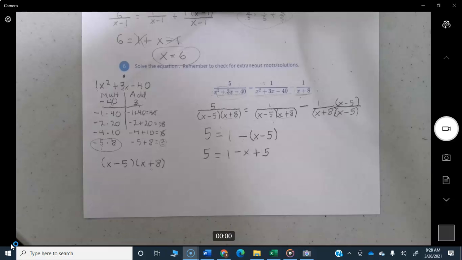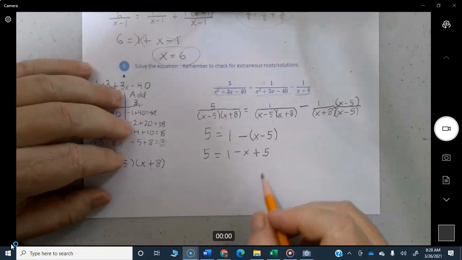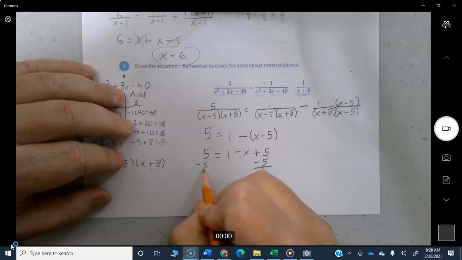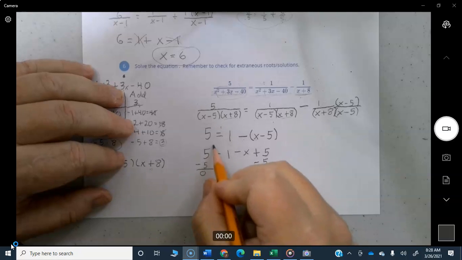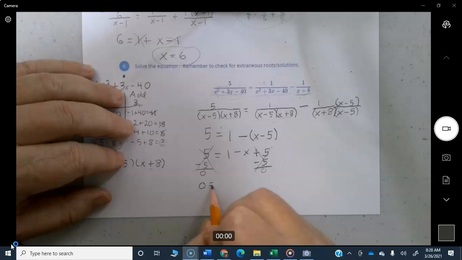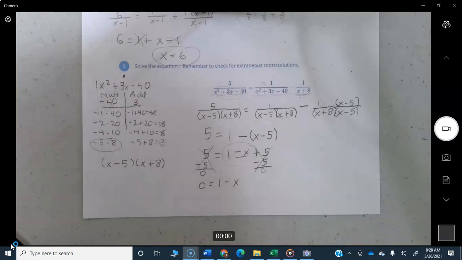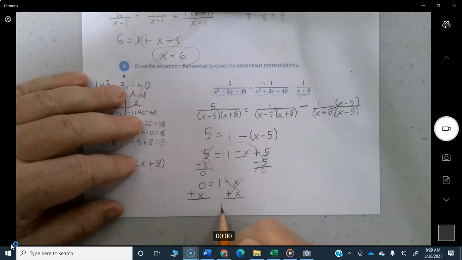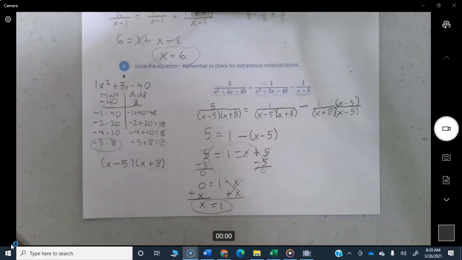All right, so now it's pretty easy to simplify this. We're going to subtract 5 from both sides. That goes to 0, and that goes to 0. So these go away. So now you simply have 0 on this side equals 1 minus x. That's the only thing left on that side. So let's add x to both sides. And this goes away, minus x plus x. That leaves you with 1, the equal sign, and 0 plus x is x. So there's your answer. x equals 1.